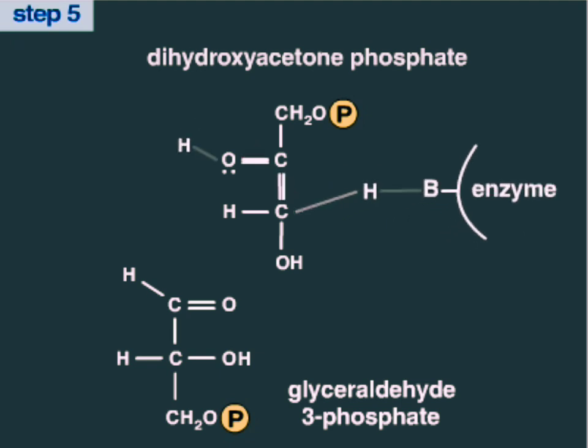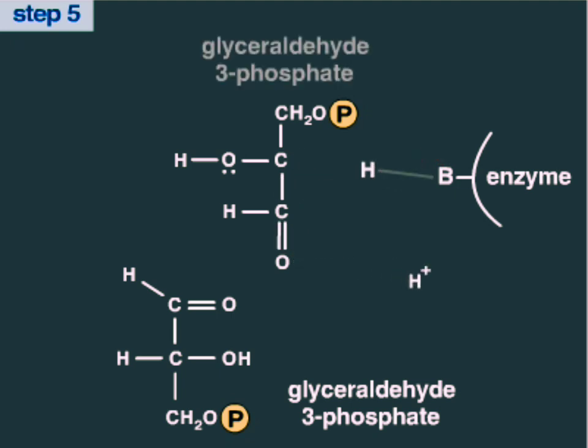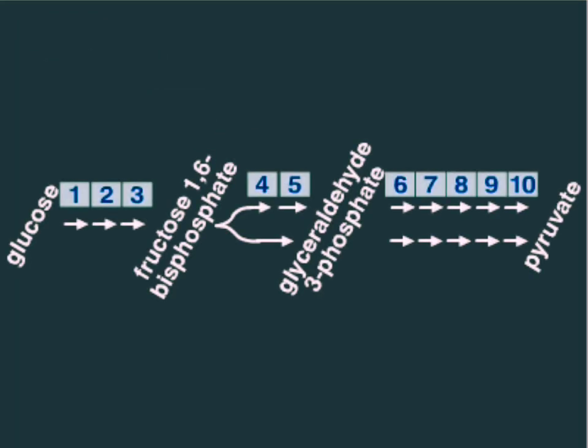In step 5 of glycolysis, the enzyme triose phosphate isomerase catalyzes the isomerization of dihydroxyacetone phosphate into glyceraldehyde 3-phosphate. The catalytic mechanism of this enzyme is very similar to that of phosphoglucose isomerase back in step 2. The result is 2 molecules of glyceraldehyde 3-phosphate. All of the subsequent steps of glycolysis will occur twice, once for each molecule of glyceraldehyde 3-phosphate.